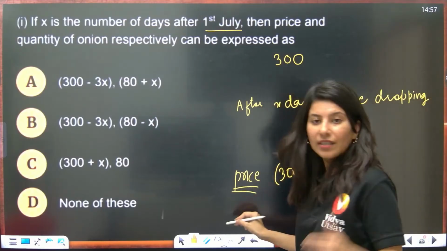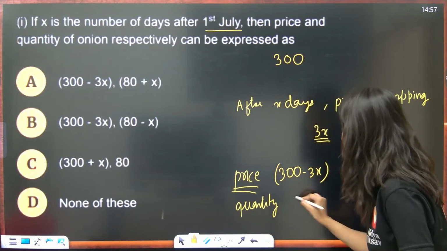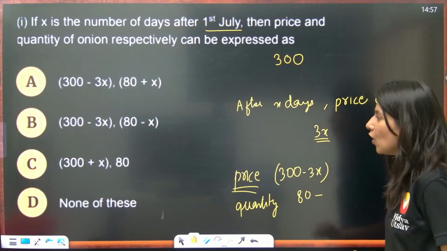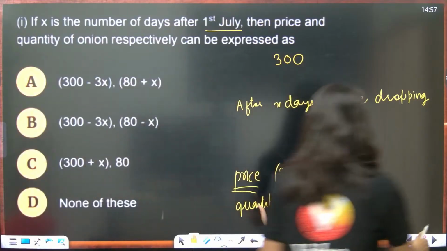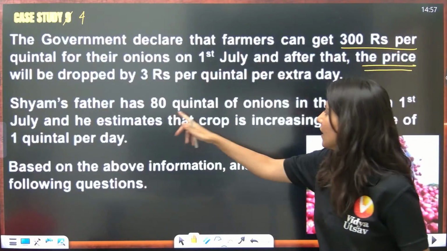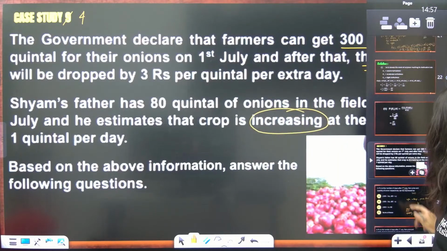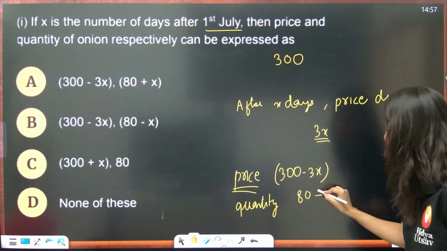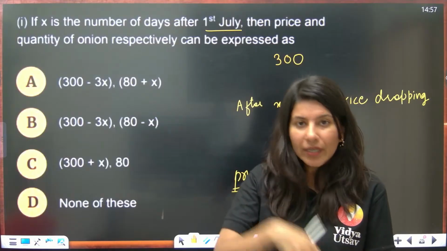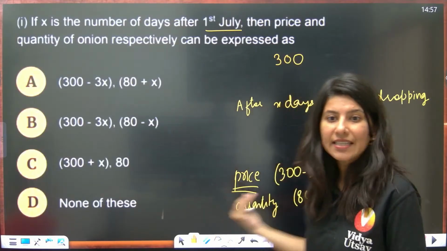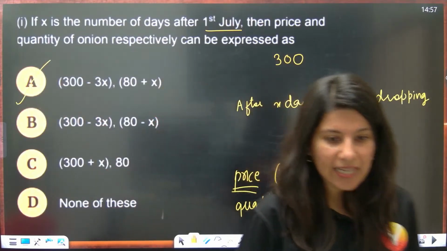What about the quantity of onion? Initially the quantity is 80 quintal. Now every day the quantity is increasing, my dear students. As per the question, it is 80 quintal, increasing at a rate of 1 quintal per day. So you need to add 80 plus 1 into x. One day 1 quintal, 2 days 2 quintal, 3 days 3 quintal, x days x quintal. So this is the quantity.